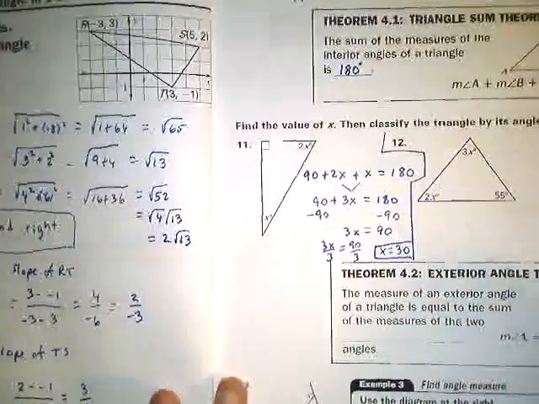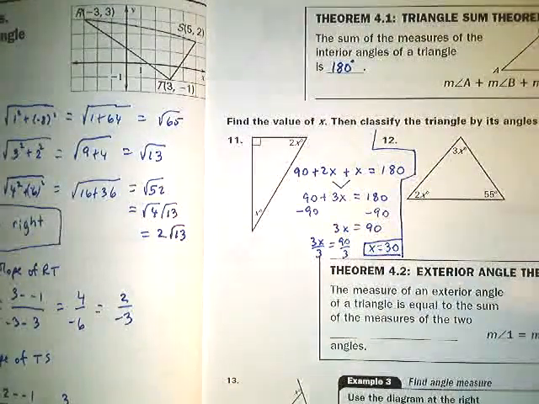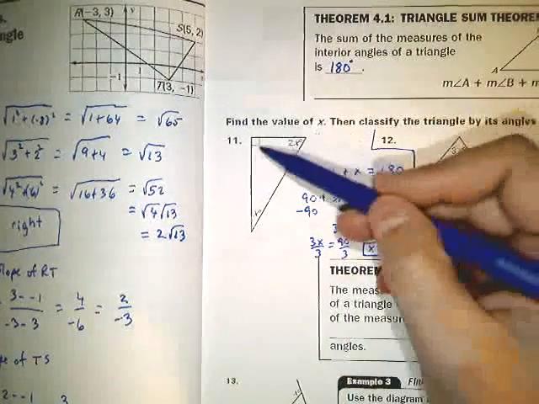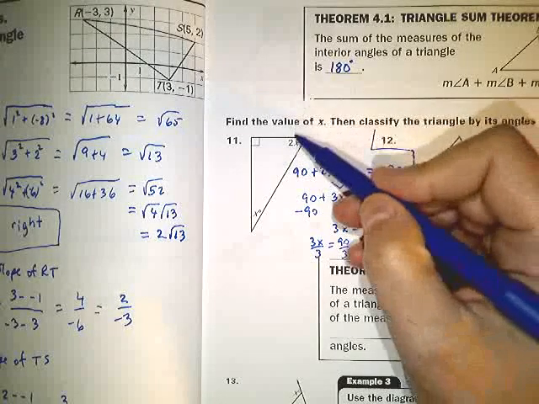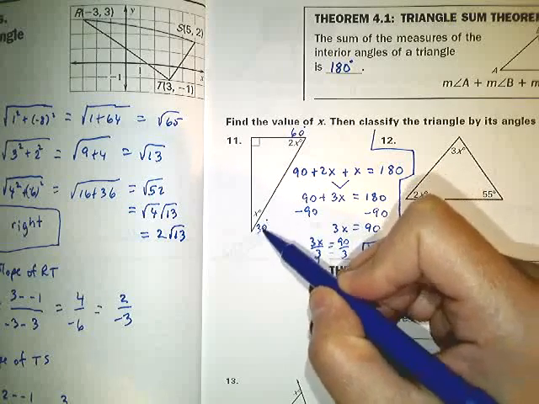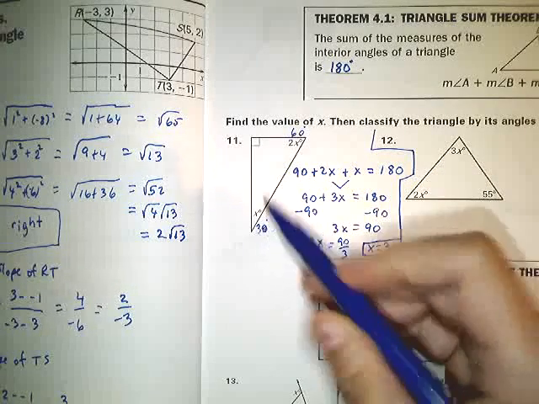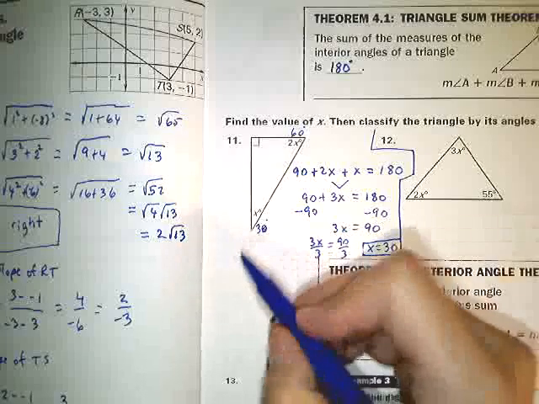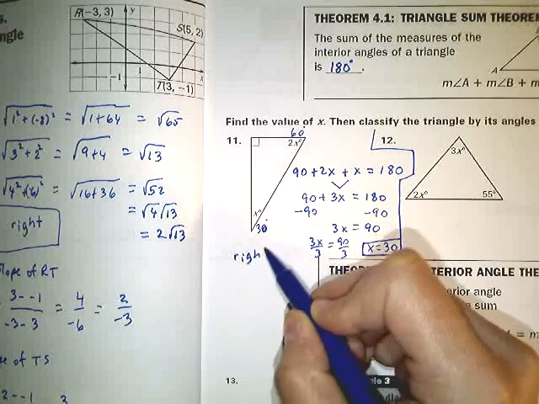So let's actually figure out the values of each one of these angles, and that'll be more helpful. This one's 90, this one would be 2 times 30, which is 60, and this one would be just 30. Now, this one's not that hard because I can see there's a right angle. Bingo, that's just a right triangle.